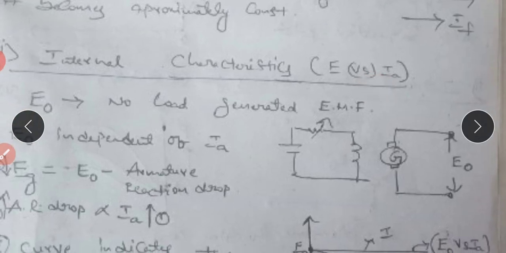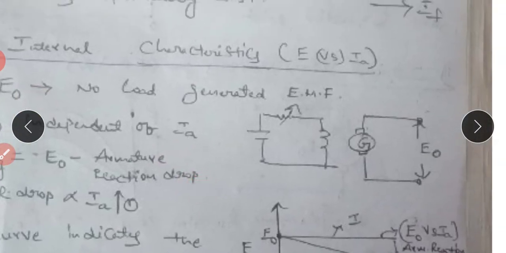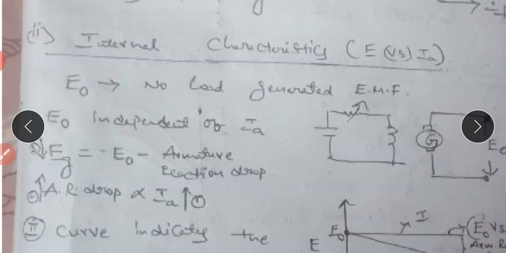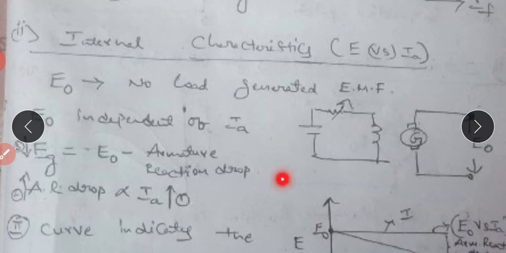So next one, internal characteristics. Internal characteristics means the load generated EMF or generated EMF versus armature current graph. So first one, no load generated EMF. No load generated EMF means at no load condition, if we do not connect any load across the armature, the generated voltage across the armature is called no load generated EMF. Here E0 is no load generated EMF.